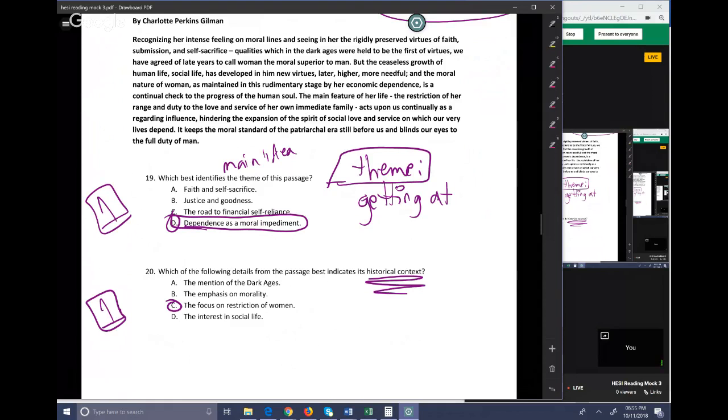Interest in social life would be bad because an interest in social life is timeless. So that would not tell us, oh, this was written at a certain point because they're talking about social life. Social life could be mentioned currently, could be mentioned way back in the Dark Ages, and any time in between. So that would not give us a time frame. Speaking of the Dark Ages, they did mention the Dark Ages, but they said that that was in the past. So the way they said Dark Ages makes it obvious that the Dark Ages was previous to this.